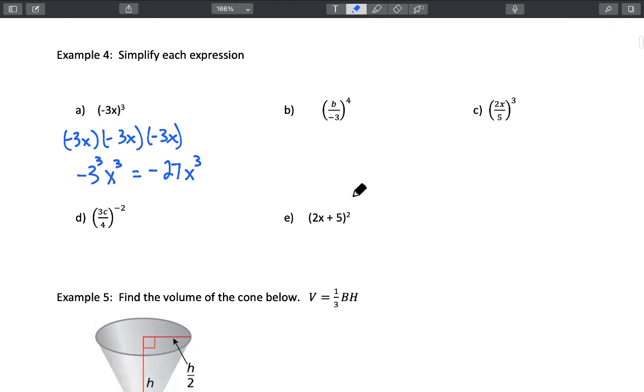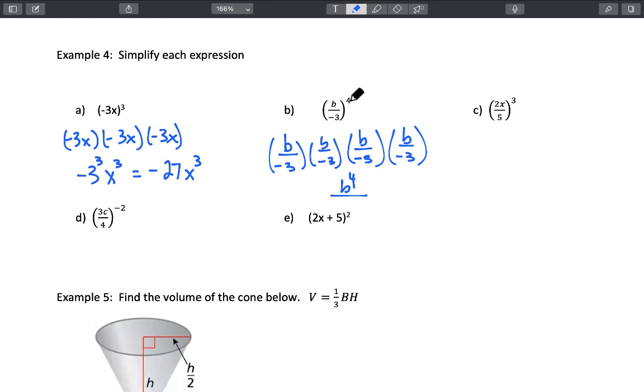In our next expression, we have b divided by negative 3 all raised to the fourth power. Again, anything raised to the fourth power is really like that base, b over negative 3, times itself 4 times. So if I were to rewrite this as repeated multiplication, then I would have b over negative 3 times b over negative 3 times b over negative 3 times b over negative 3. And if I multiply my numerator straight across, that's b to the fourth divided by negative 3 to the fourth. Now, if I take a negative number and raise it to an even power, that should give me a positive number. Negative 3 to the fourth is positive 81.